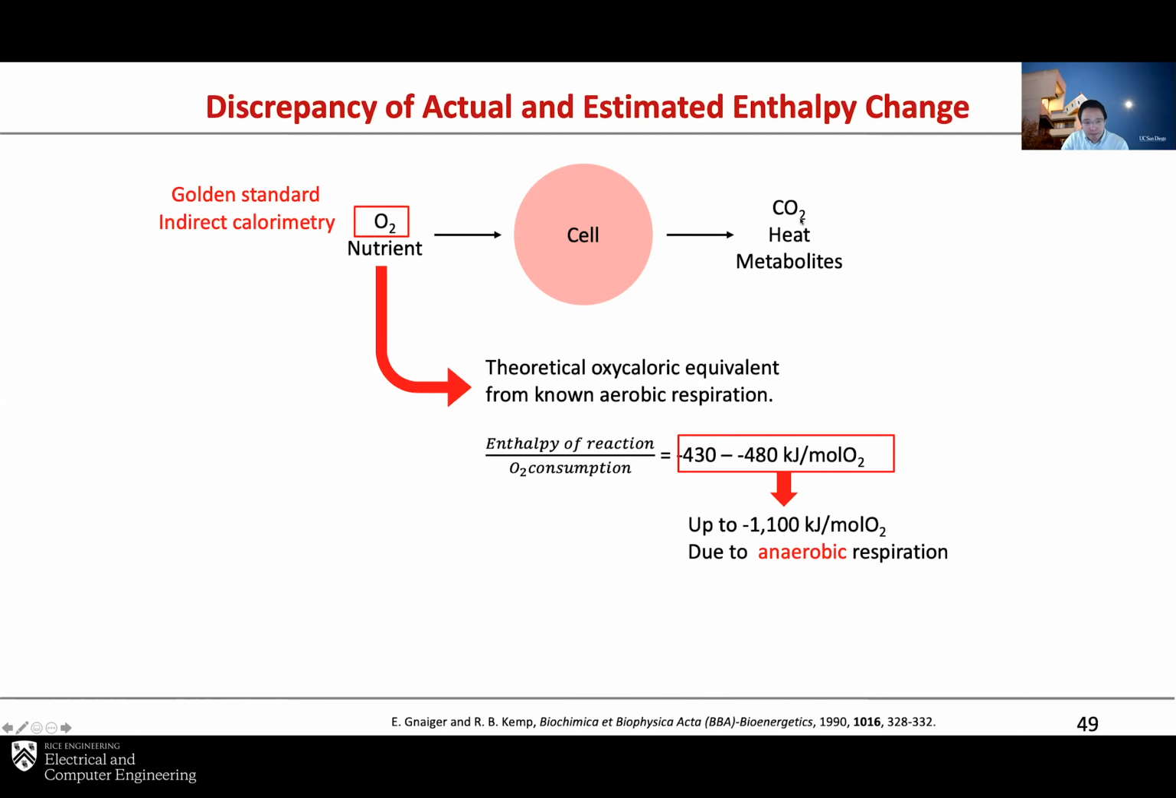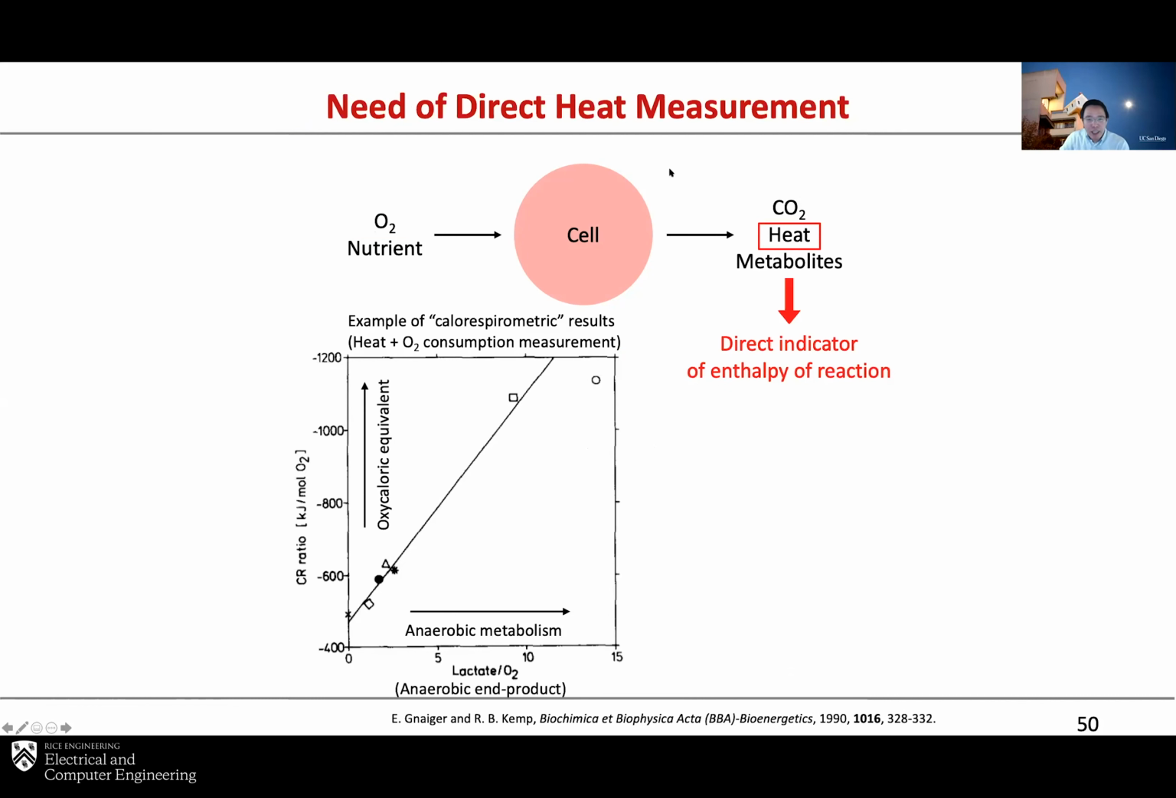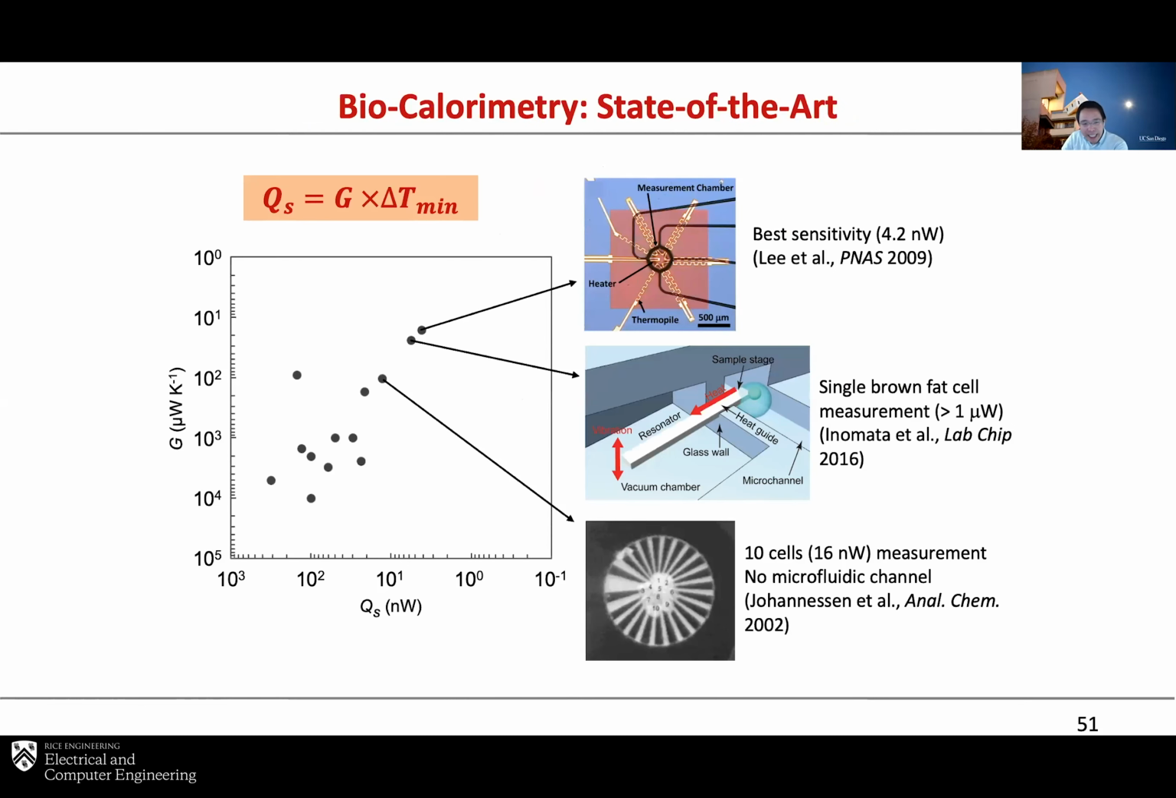And so that really calls for a direct heat measurement from this reaction, because that's not dependent on any assumption of whether or not the reaction is aerobic or anaerobic. This is what people have been trying for more than a couple of decades. This plot shows the state-of-the-art so-called bio-calorimetry, where you essentially create a microfluidic calorimetry device to measure heat production from biological and sometimes chemical reaction processes.